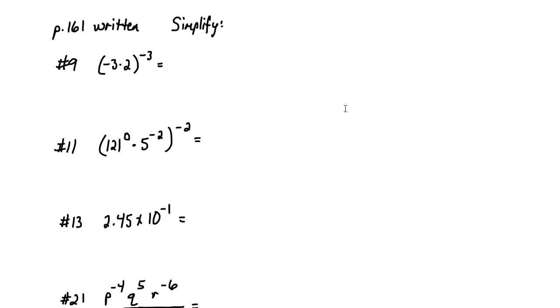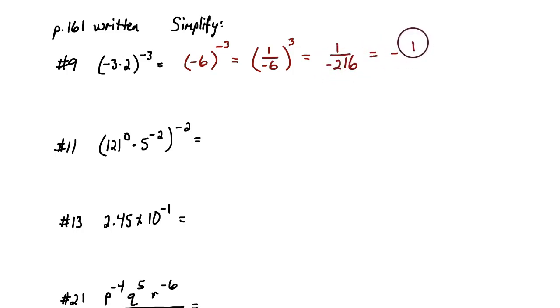On page 161 written, it's the same directions. Let's simplify these. Working in the parentheses first, we get negative 6, and that's raised to the negative 3 power. A negative exponent means reciprocal. So this is 1 over negative 6, and now it's raised to the positive 3 power. 1 to the 3rd power is 1, and negative 6 to the 3rd power is negative 216. So our answer is negative 1 over 216.